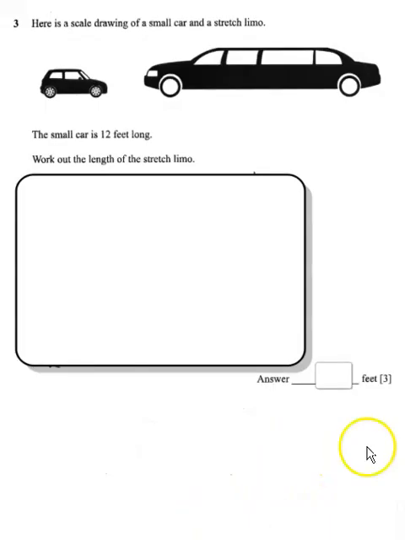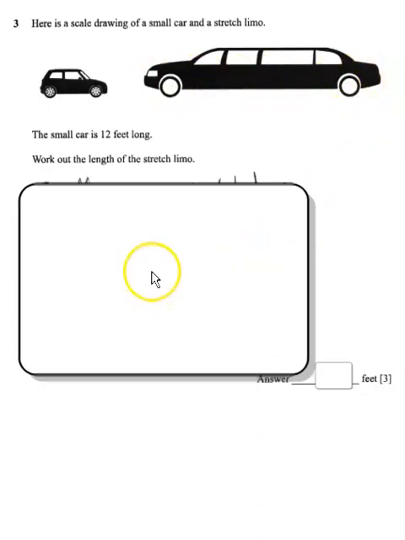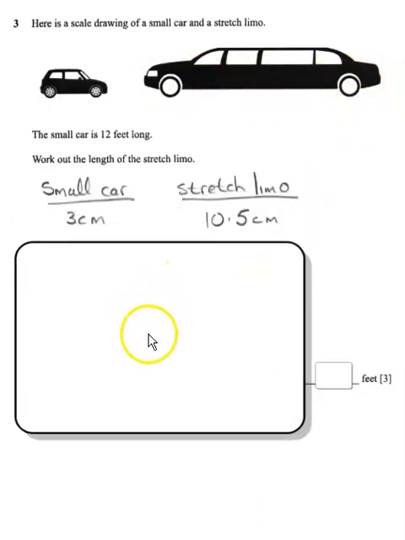So yes. Question 3. It says, here is a scale drawing of a small car and a stretch limo. The small car is 12 feet long. Work out the length of the stretch limo. So we get a ruler and we measure the small car and then we measure the length of the stretch limo. The small car we find is going to be 3 centimeters and the stretch limo is 10.5 centimeters.